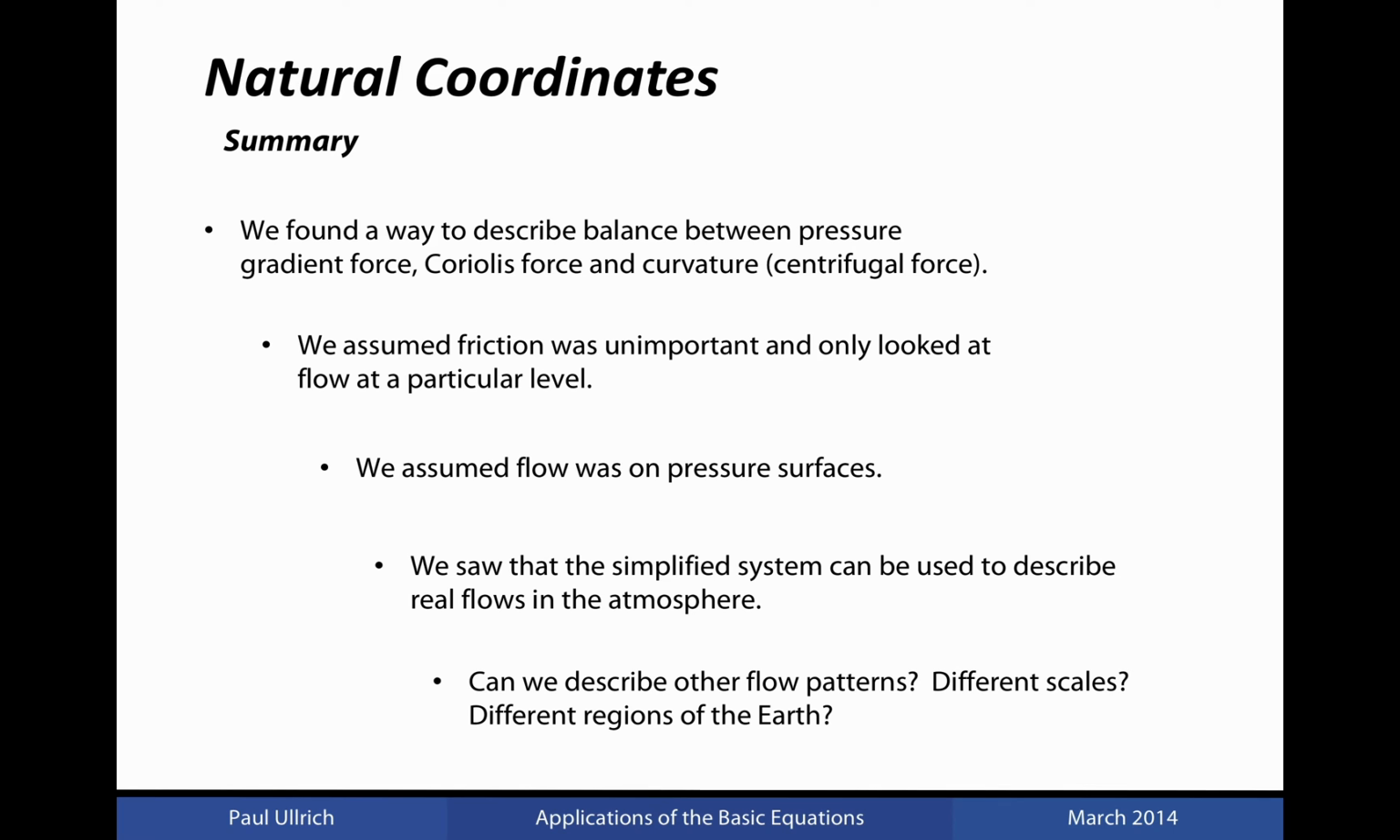We assumed in this case that friction was unimportant and only looked at flow at a particular level, so we fixed the pressure level at which we're performing our assessment. The pressure gradient force was then determined via a gradient of the geopotential field. We assumed the flow was constrained to these pressure surfaces and found that using natural coordinates, we could derive a simplified system and a simplified equation of motion to describe real flows within the atmosphere and explain why there was a difference between the geostrophic prediction of flow velocity and the observed flow velocity.